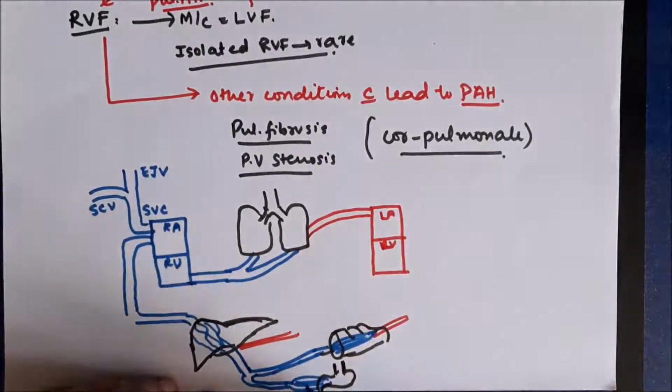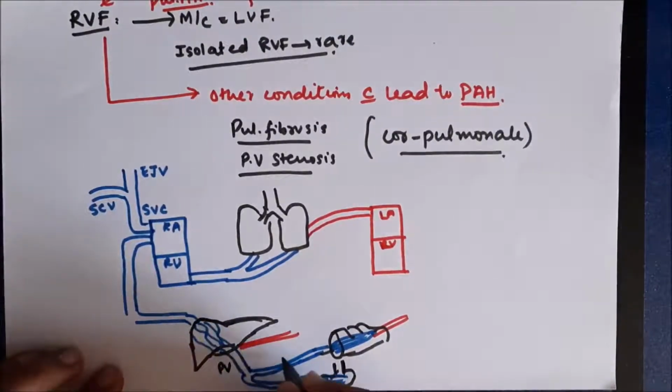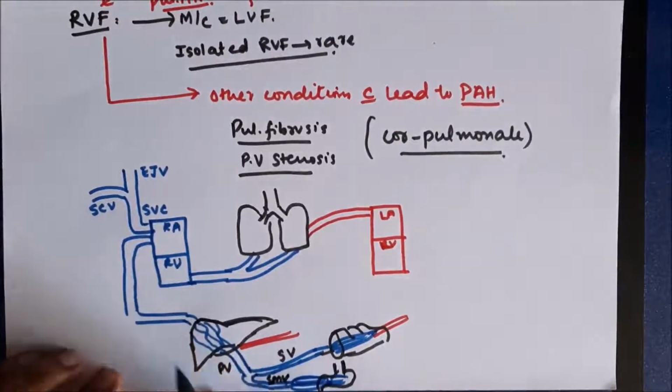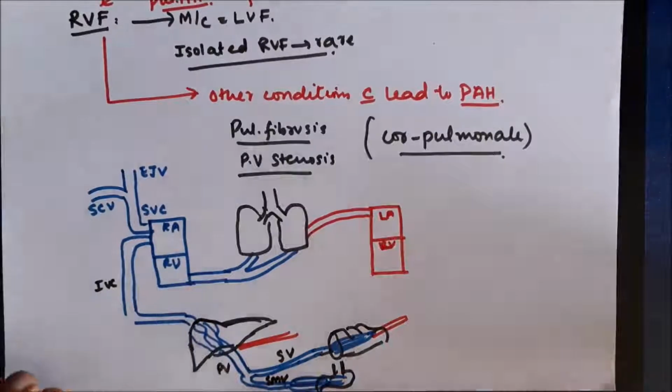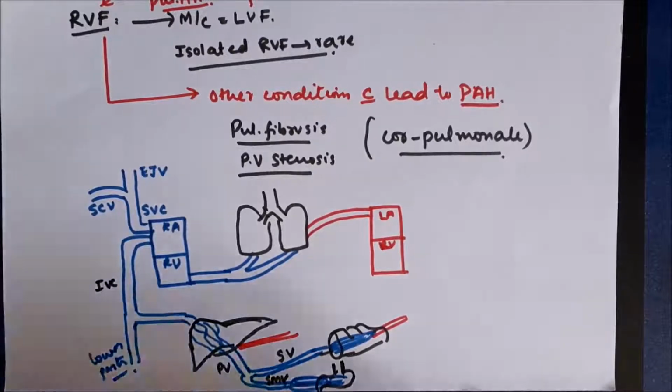So all this blood goes finally to the inferior vena cava, from where it's drained into the right atrium. So this portal vein, splenic vein, superior mesenteric vein, inferior vena cava. Now, remaining there are various tributaries which drain blood from the lower part of the body.